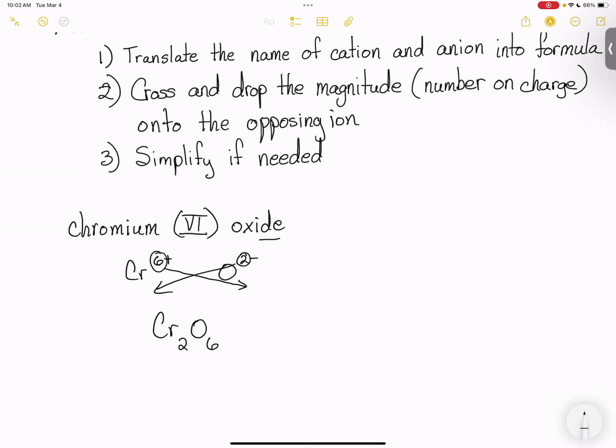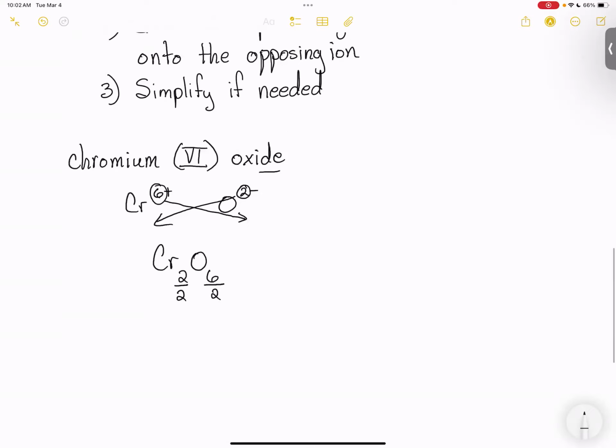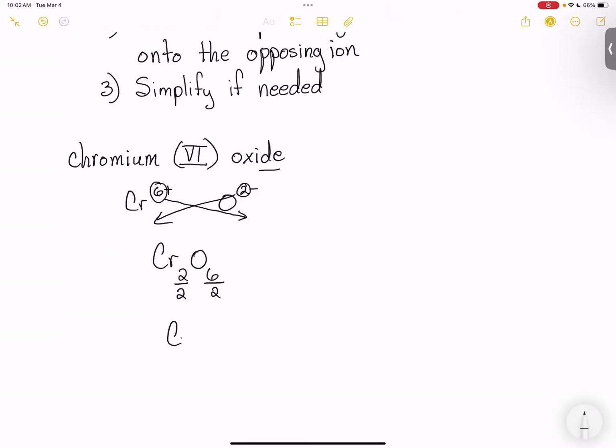Then you have to simplify. In this particular case, you will simplify because both of the things that you just dropped are divisible by 2. So this formula becomes CrO3 for chromium 6 oxide.